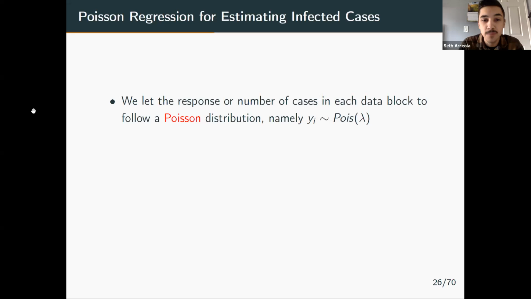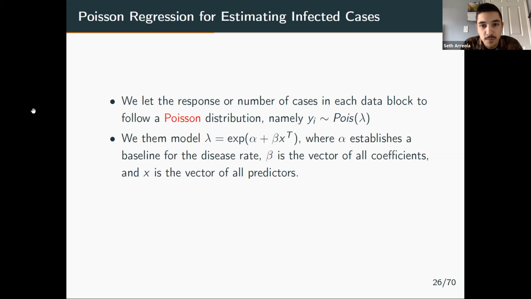Okay, and then we can go on to our next method, which would be Poisson regression. Here we let our response, which in our case is the number of cases, follow a Poisson distribution with intensity lambda, and lambda here again has a relationship with regression. If you look inside the parentheses, our alpha would be our intercept and our betas would be our coefficients, where x is our predictors. And this relationship is modeled via exp.